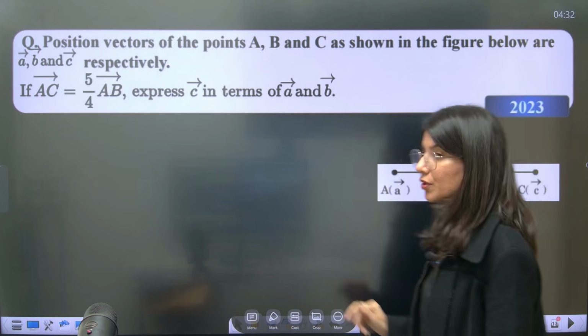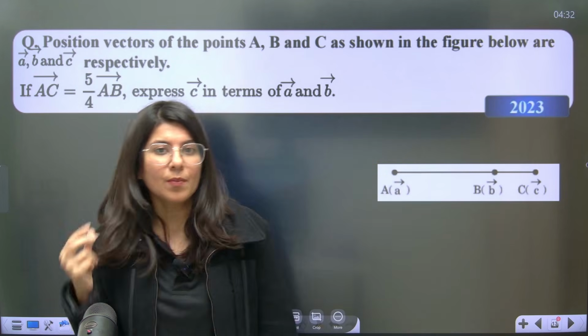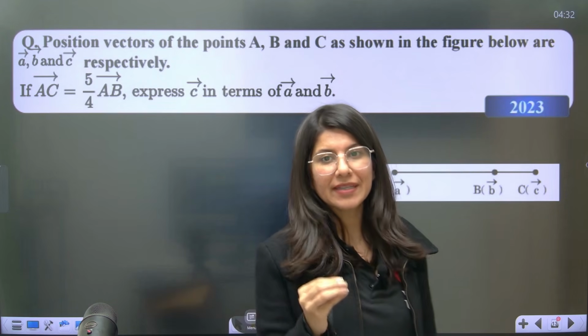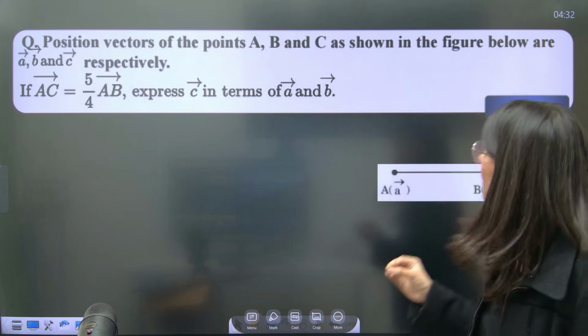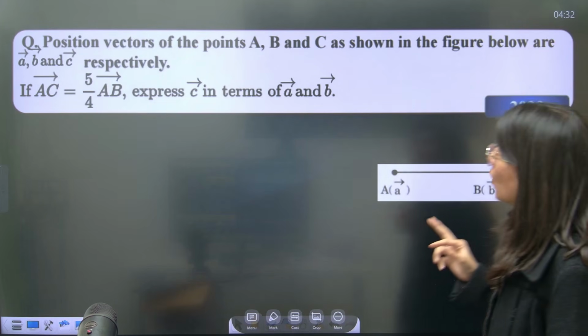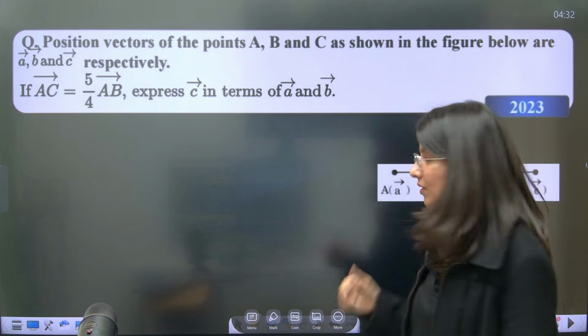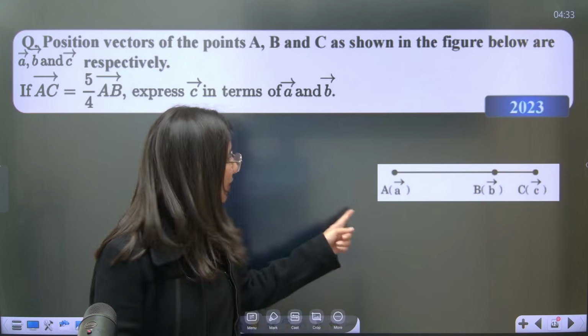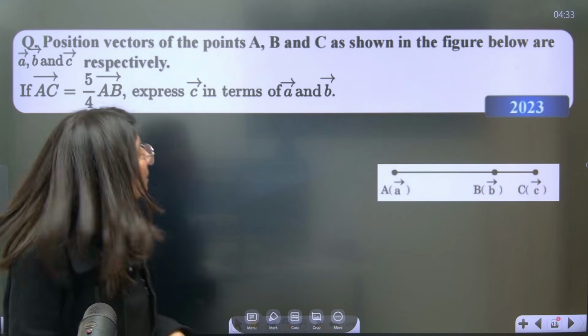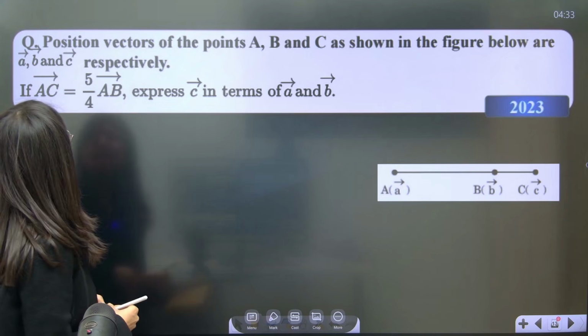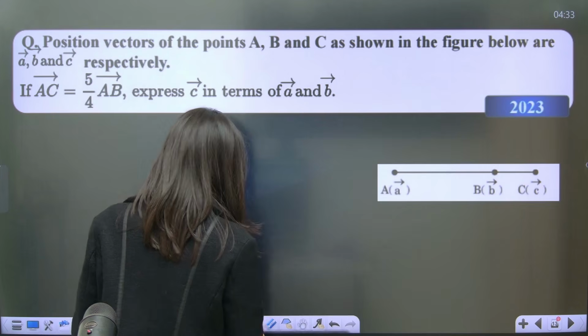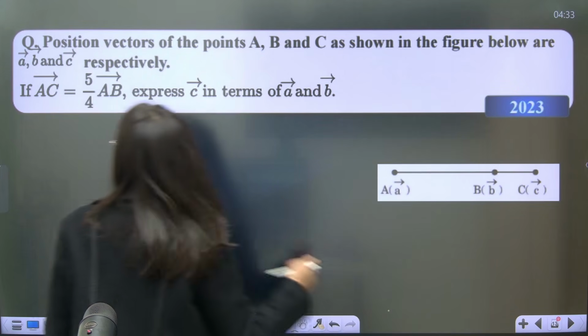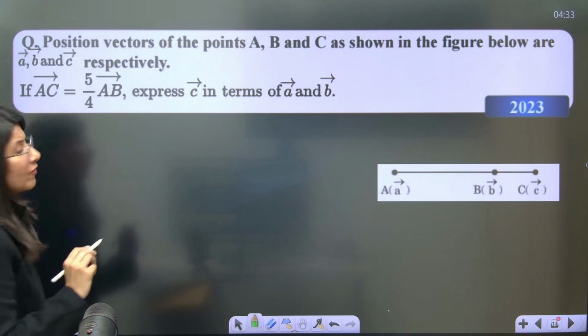Now, let us move on to the next problem. The position vectors of the points A, B and C, as shown in the figure below, are A, B and C respectively. So this is what is given to you: A vector, B vector, C vector. The AC vector is given as 5 by 4 times the AB vector.